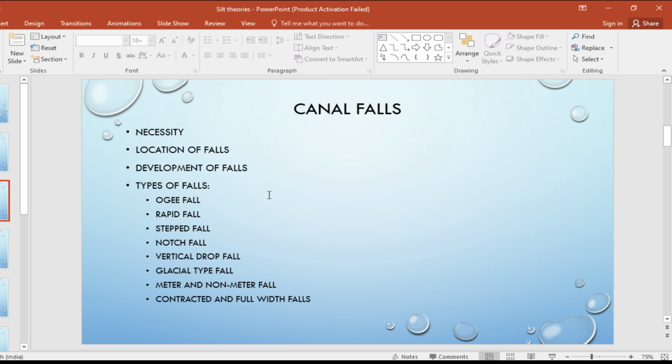Now, the location of falls. The location of a canal fall is decided from the following considerations. First is, for the canal which does not irrigate the area directly, the fall should be located from the considerations of economy in cost of excavation of the channel with regard to balancing depth and the cost of fall itself.